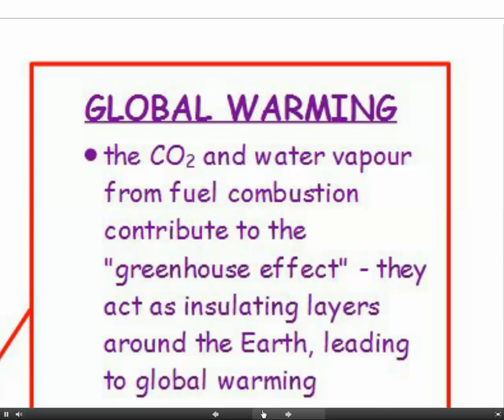Global warming can also be a consequence of burning fossil fuels because the CO2 and the water vapour from fuel combustion contribute to what's called the greenhouse effect. They act as insulating layers around the Earth, leading to global warming.